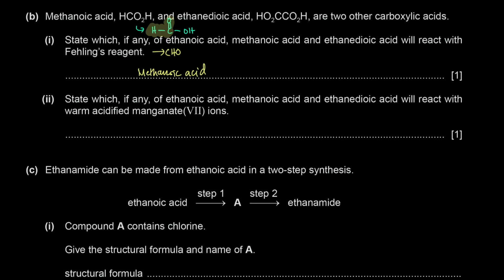State which, if any, of ethanoic acid, methanoic acid, and ethane dioic acid will react with warm acidified manganate ions. Which of these three undergo oxidation with acidified manganate? You may have learned that both ethane dioic acid and methanoic acid are oxidized to carbon dioxide and water. So methanoic acid and ethane dioic acid will both be oxidized. Ethanoic acid won't.